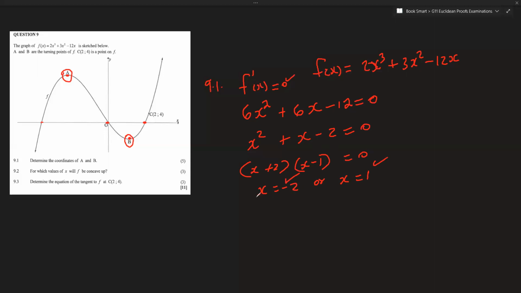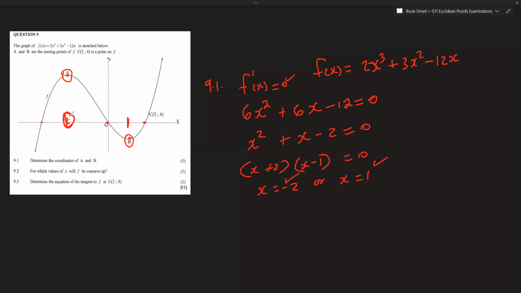Perfect. So now we need to decide which x is for which letter. Perfect. The smaller one must always be on the left. So negative 2 must go with the letter that is on the left because it's small. So negative 2 will go with A. And I can also see that this is the negative x-axis. This is the positive x-axis.